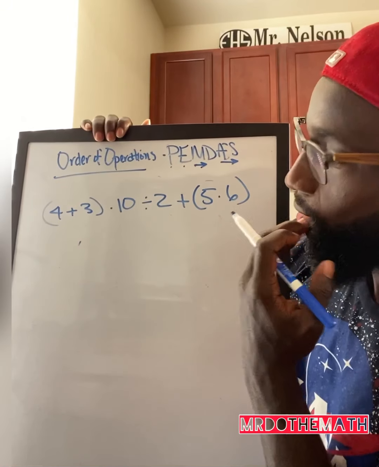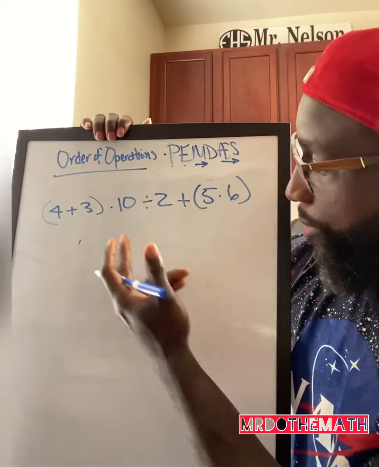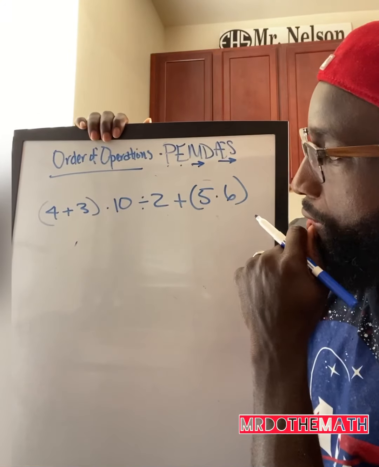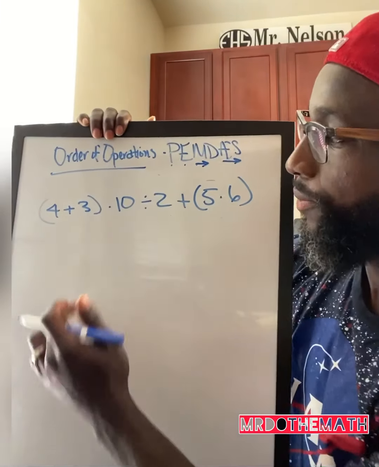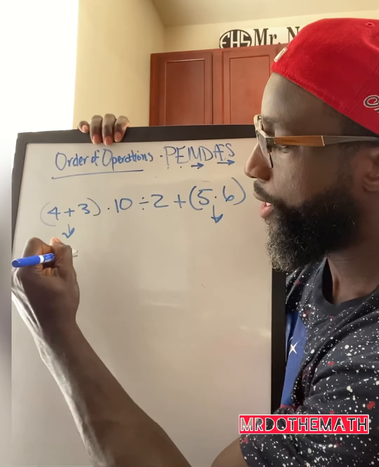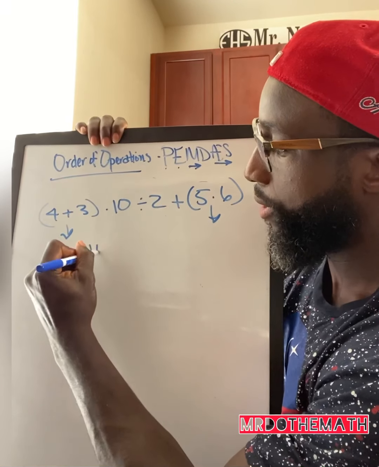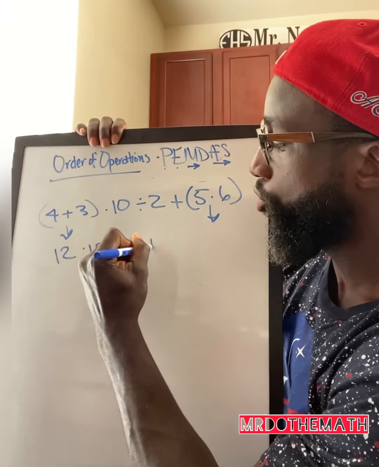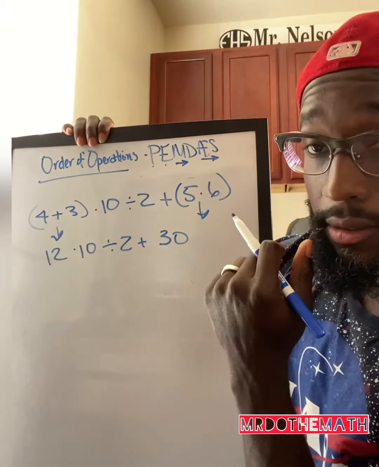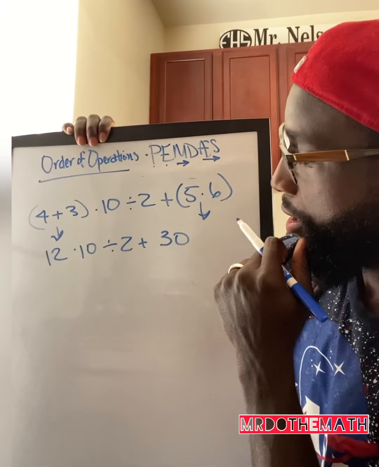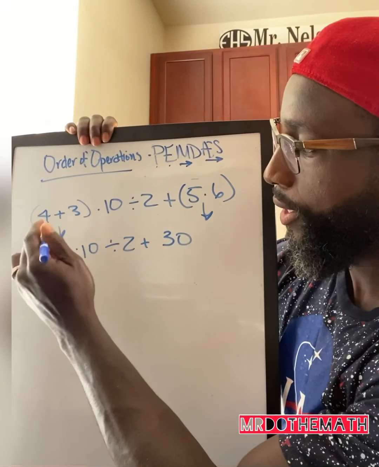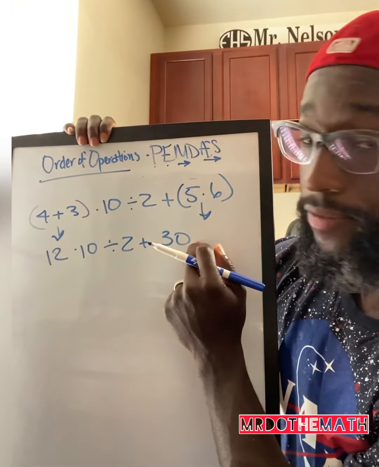All right, looking at this, we got 2 sets of grouping symbols. We got some multiplication, we got some division, and some addition. Okay, so let's go. First things first, parentheses. So you're gonna knock these out and knock these out. 12 times 10 divided by 2 plus 30. Right? Y'all good with that? Everybody understand what happened? Grouping symbols here gave us 12. Grouping symbols here gave us 30.